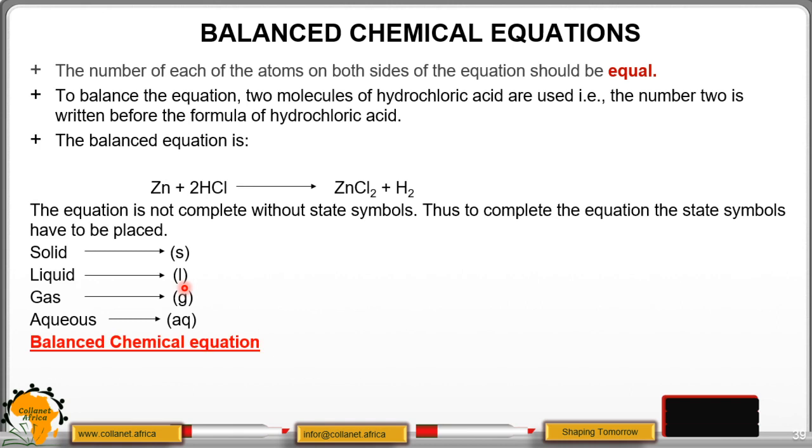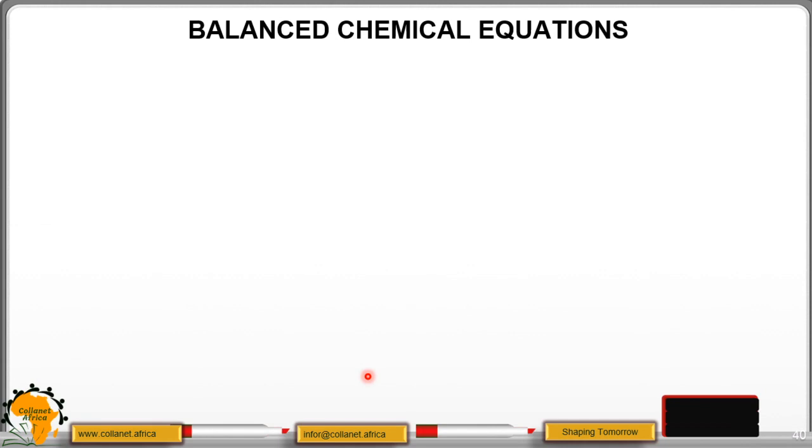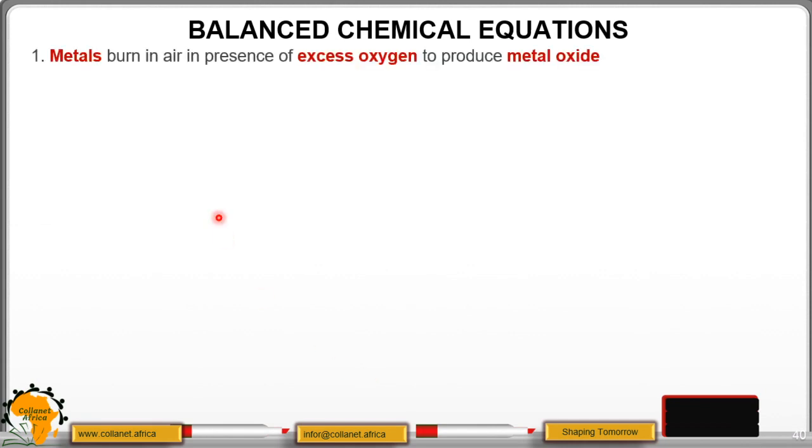Then the balanced chemical equation for this will be zinc, which is a solid metal. We have hydrochloric acid, dilute, it has some water, so that is why it is aq. And then zinc chloride is soluble in water, so it is in aqueous form. And then we have hydrogen gas, g. Balanced chemical equations, we continue.